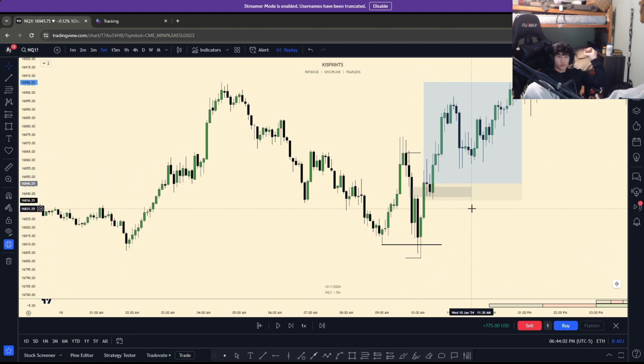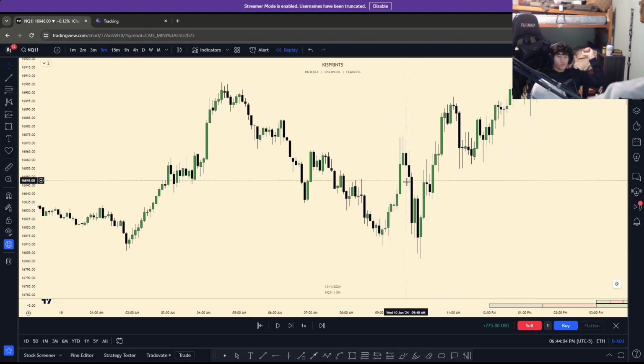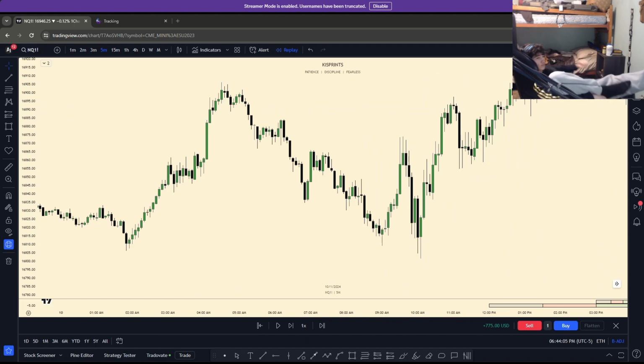Let me show my screen real quick. I just want to know if I'm getting this right. I already marked out the zones, right?